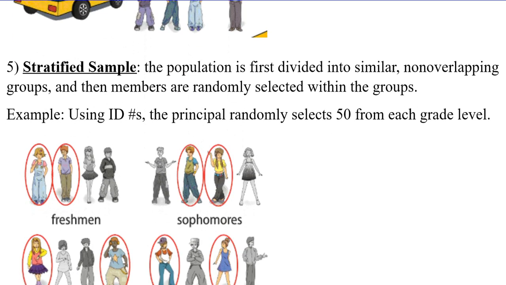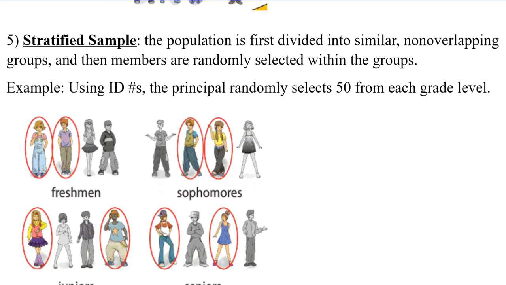And the last one you can do is called a stratified sample. Stratified has the root word strata in it. Strata means layers. So this is a layered sampling. The population is first divided into layers, non-overlapping groups. Non-overlapping means everyone's only in one group. And then members are randomly selected within the groups.